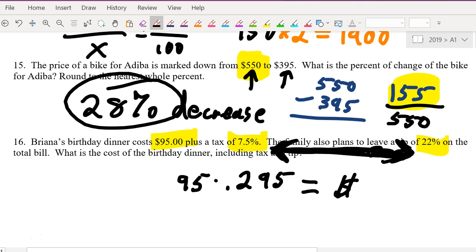So that equals... Oh, we need to do 1 point. Yeah, we missed that one. 1.295, because it's more than the original, right? Like Tia told us before. So, yeah, that's it. $123.